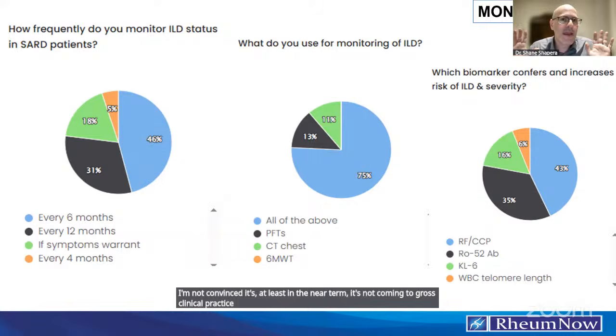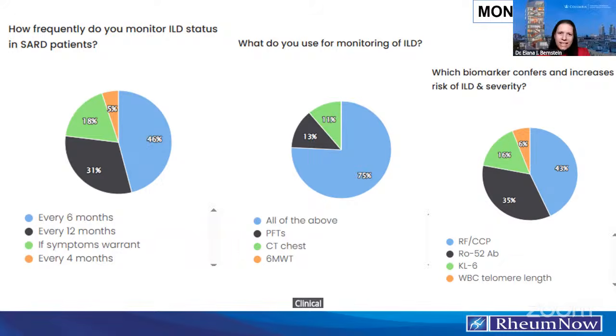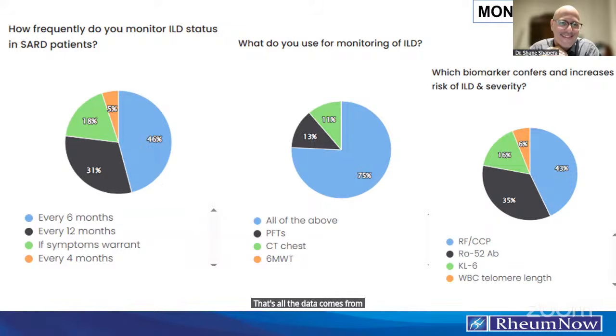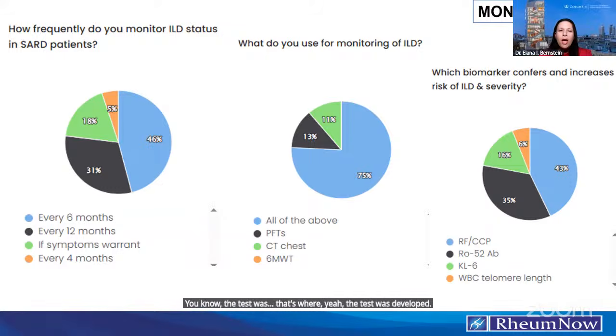So, I work in Canada, so it could be different. But you guys tell me, are you using KL6 in your clinical world? So it's not commercially available in the States yet. It's available in Japan, which is where the test was developed. There have been studies that have looked at KL6 in the US, and it does not perform nearly as well. It doesn't have the same predictive ability, at least in more recent years, when it's been assayed here as when it's assayed in Japan.